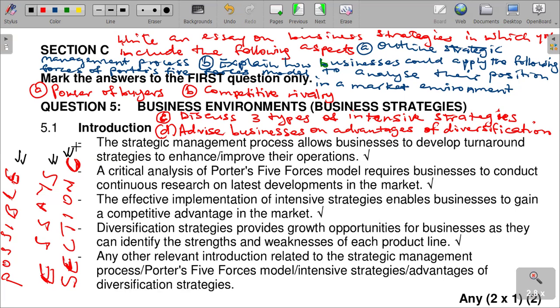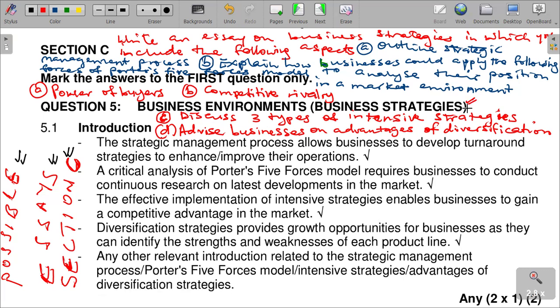So I'm going to start here now with question number 5. These are possible essays on question 1 that I've thought of, let's analyze them together as a class. Question number 5 is normally business environment and business strategies, as you can see there on the board.